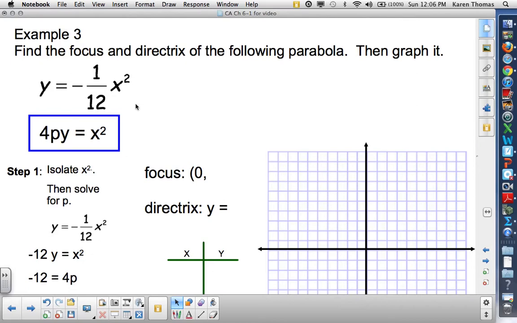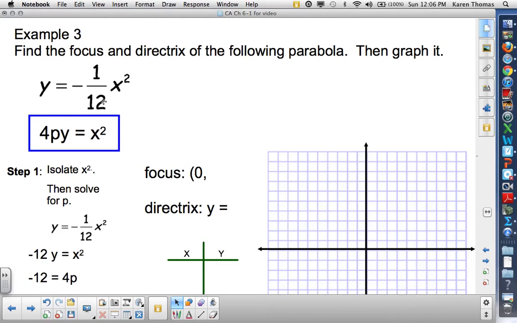It's y equals negative 1/12 x squared. It is in the form of 4py equals x squared, or very close to it, which tells us this is a parabola that opens either up or down, with the axis of symmetry being the y-axis. This negative right here out in front tells us that the graph is going to open downwards.